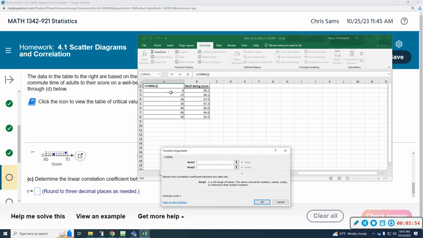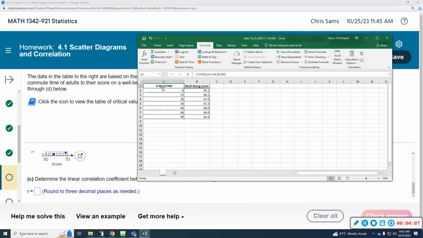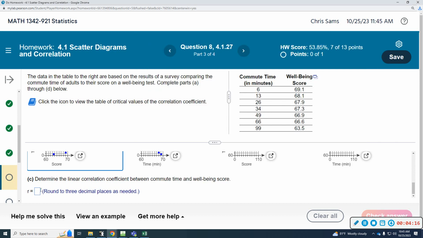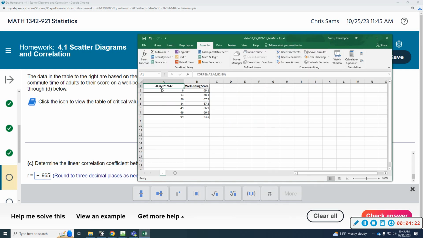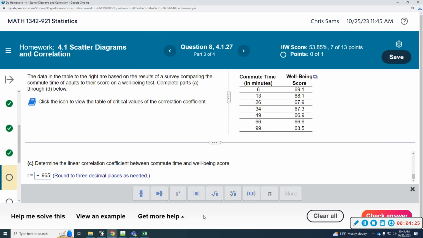It says array 1. I'm going to click this one. Go down here, array 2. We're going to click and drag this one. So you tell it which data sets we're looking at, and it computes it immediately. I'm going to click OK. And it puts it up here. I should have clicked on a different cell, but this is my R. It's negative 0.965 to 3 decimal places. Negative 0.965. Double check that. It doesn't round up. Okay.